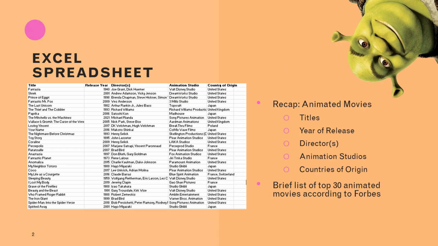So just to recap, this is my main Excel spreadsheet. I had this in my previous slideshow. Again, working with the animated movies, particularly a brief list that was published by Forbes of the top 30 best animated movies. I broke all of them down in categories: title, year of release, director or directors who worked on them, animation studios that produced the films, and the countries of origin. Again, a previous presentation went over why I picked these categories, so let's just move on.